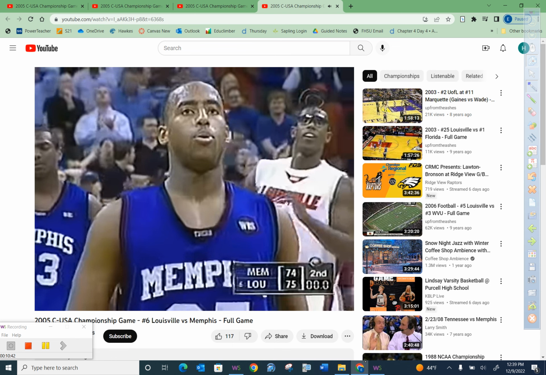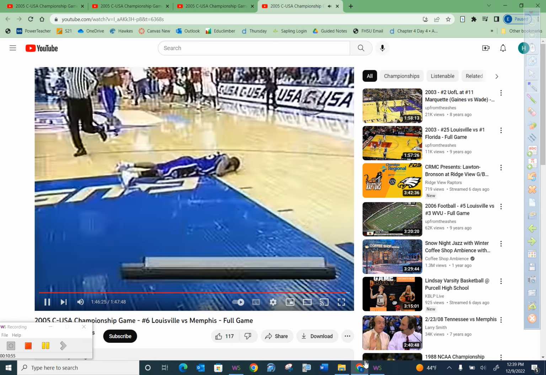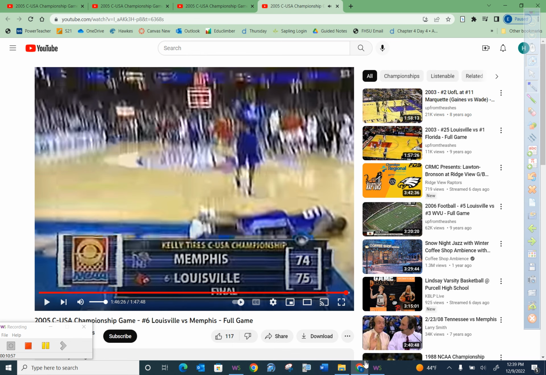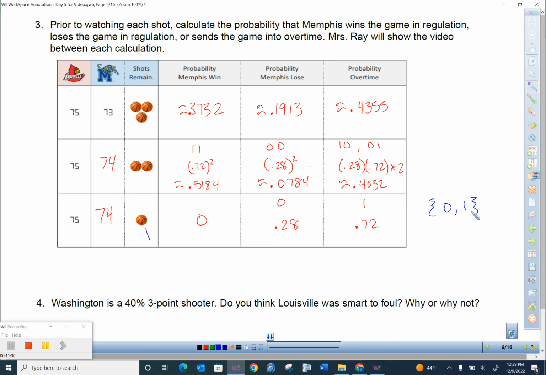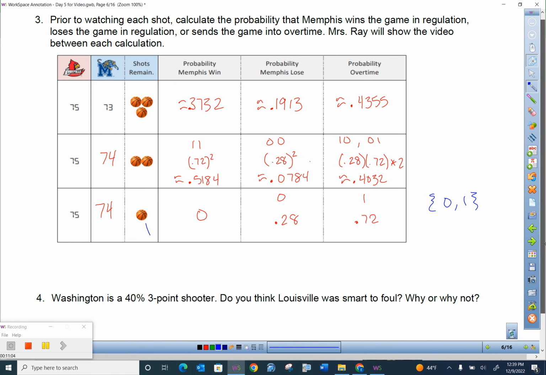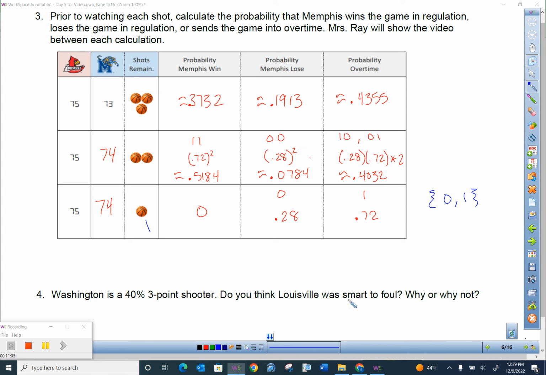And he misses it. So Louisville ended up winning that championship game. But what we want to talk about is, was it wise for Louisville to foul in the first place? I mean, we just saw the result. It ended up working out in their favor, but was it a smart choice?